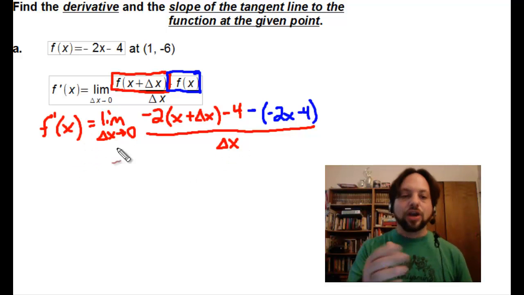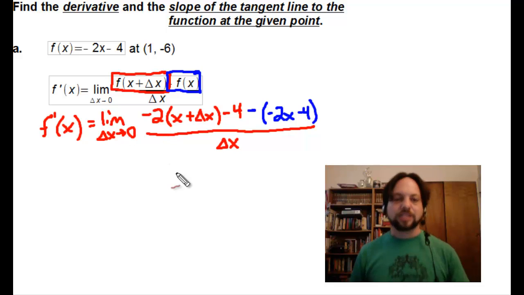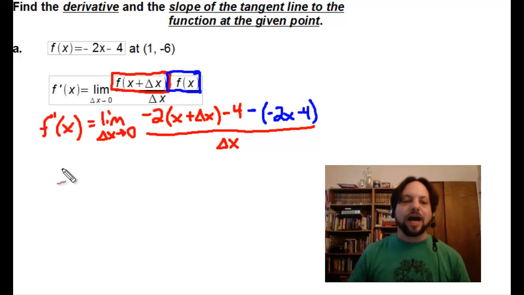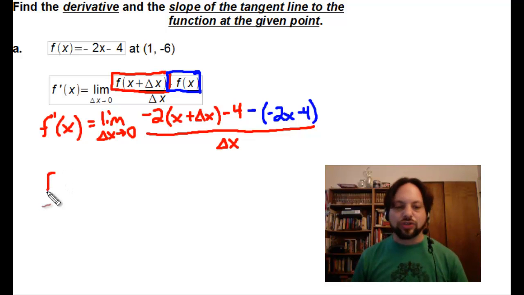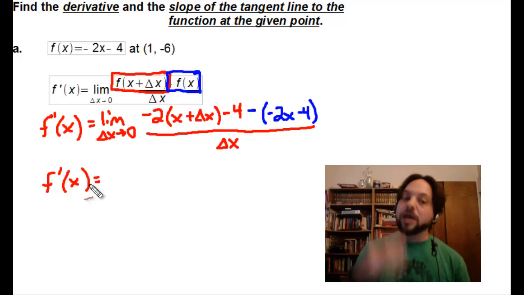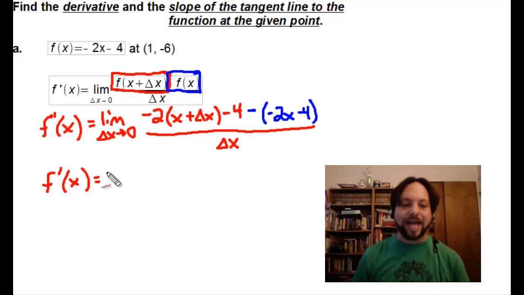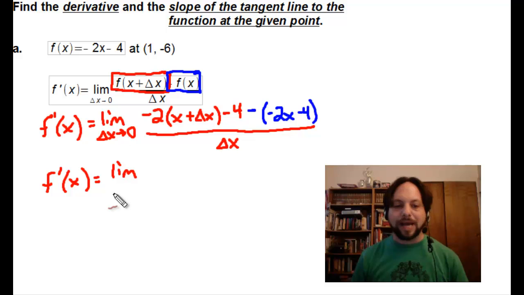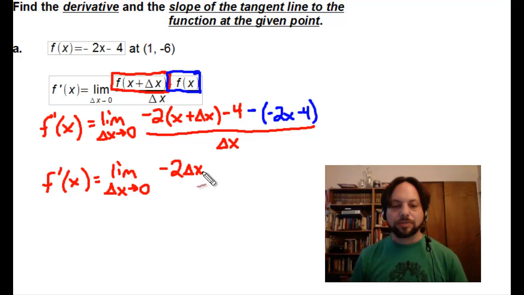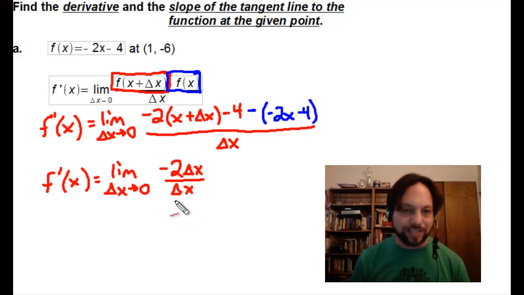So from here, you need to do a little bit of distributing, some combining of like terms, cancel things out, all that stuff. I'm not going to do the algebra here because I assume you can do the algebra yourself, being as how you are now taking calculus. If you need to pause the video, go right ahead. But be sure to come back when you have completed all the algebra on this problem. If you do it correctly, you should end up with something along the lines of the limit as delta x approaches 0 of negative 2 delta x over delta x.